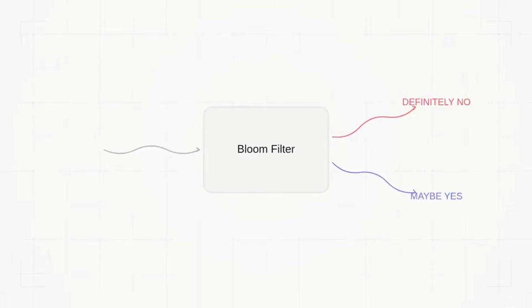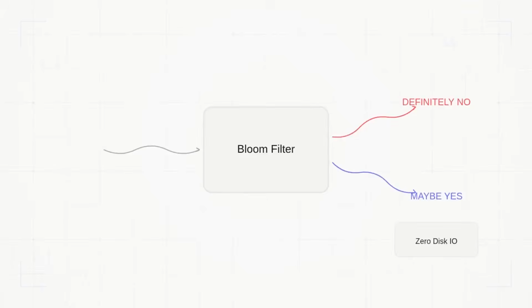A Bloom filter is what we call a probabilistic data structure. Its job is simple. It tells you if an element is a member of a set, but it has a very specific way of answering. If the filter says no, it is 100% certain. The item is definitely not there. You don't need to check the disk, you don't need to check the cache. You can return a 404 immediately.